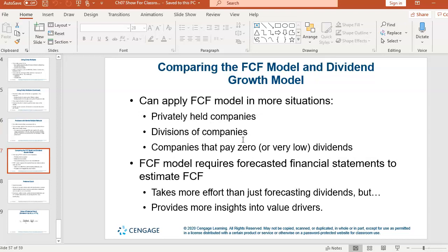So it says here comparing the FCF model and dividend growth model. I've given you a lot of comparisons already. They're really doing the same thing. The challenge is that only publicly owned companies pay dividends, and the dividend growth model really only works when a company pays dividends that have a logical increase year over year, which a lot of companies do, but not every company does that. So that makes the free cash flow model the preferred one because it works no matter what. It can work for a privately held company or a publicly owned company. Doesn't matter if we pay dividends or not.